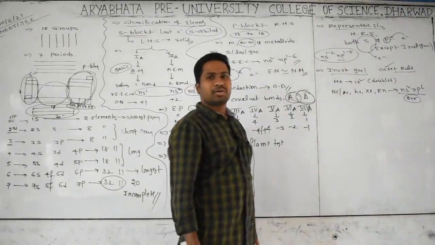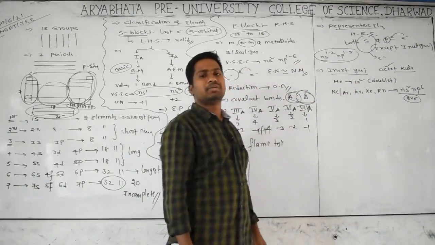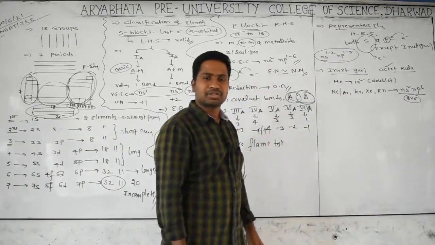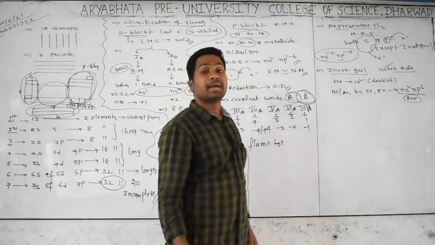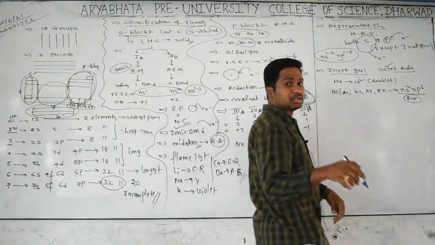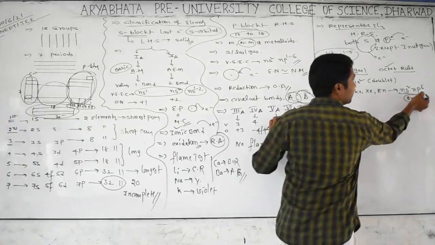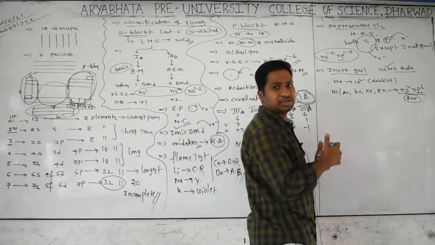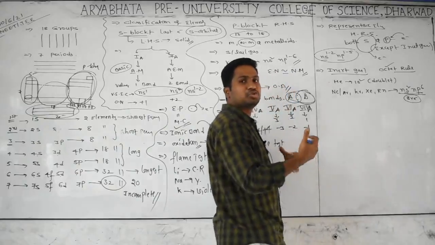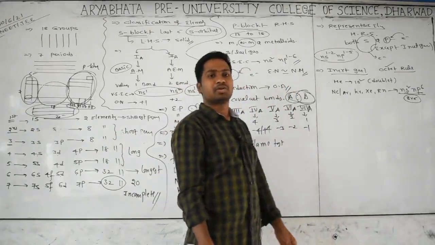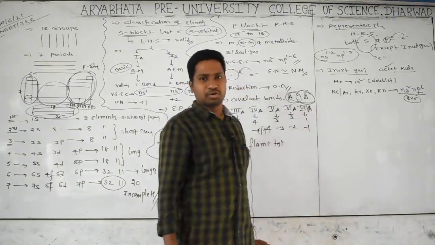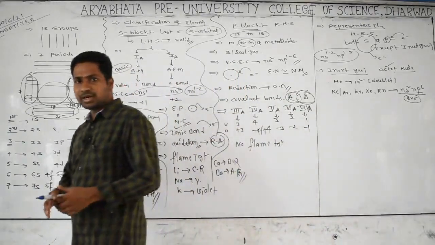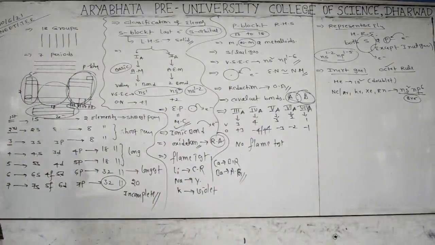Because of the octet rule, elements which have 8 electrons in their valence shell are more stable. Why? Yesterday in atomic structure, the last point: fully filled. Exchange energy is one factor and symmetrical distribution is another factor. Due to these two factors, elements having octet configuration are more stable. Are you understanding? Yes. Now we completed both S block and P block elements.